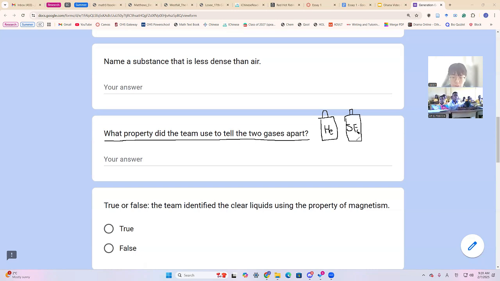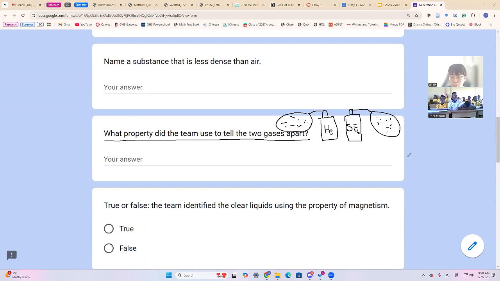These were the two different gases that we had, but we couldn't tell the difference because on the outside they both looked like gas. So what did the team do? They attached the tube to a balloon. They inflated balloons with it. It's the same size, but this one is filled with sulfur hexafluoride and this one is filled with helium.